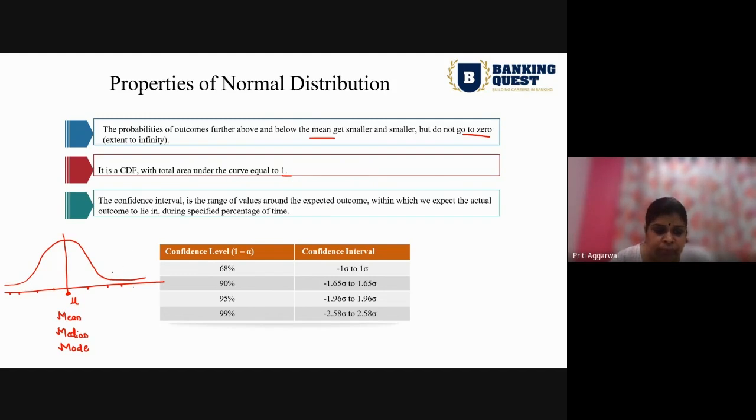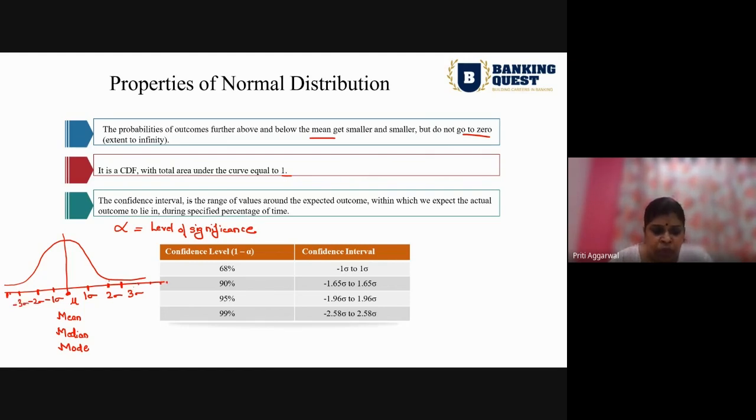So let's say my confidence level is 1 minus alpha, where alpha is also called your level of significance. So these are your confidence intervals. It is one standard deviation, positive one standard deviation, negative one standard deviation. It is two standard deviations, negative two standard deviations. It is three standard deviations. So it will go on and on, keep increasing as we go towards the right and left.